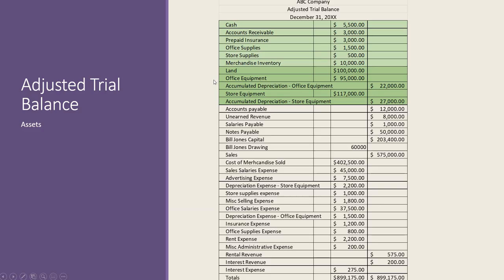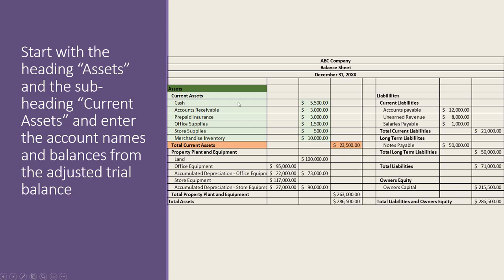So when we look at our adjusted trial balance, we have those accounts highlighted here, and we have the ending balances of those accounts shown here as well. So we're just going to transfer that information into our balance sheet. And here's how it happened. Here's our current assets. They get listed here. These amounts are the same ones that came from our adjusted trial balance.